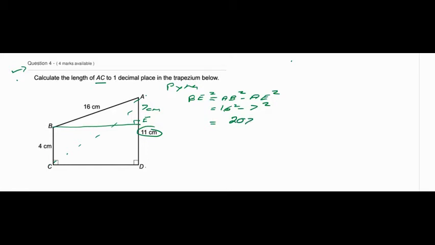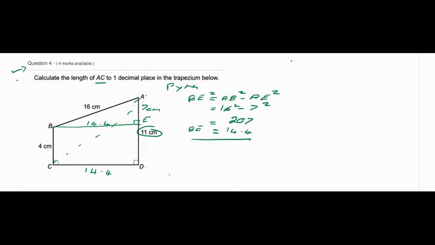So the length BE squared is 207, so the length BE is actually the square root of 207, which is 14.4 centimetres. So that's the first part of the calculation. So we now know that this length BE is 14.4 centimetres. So CD is 14.4 centimetres.